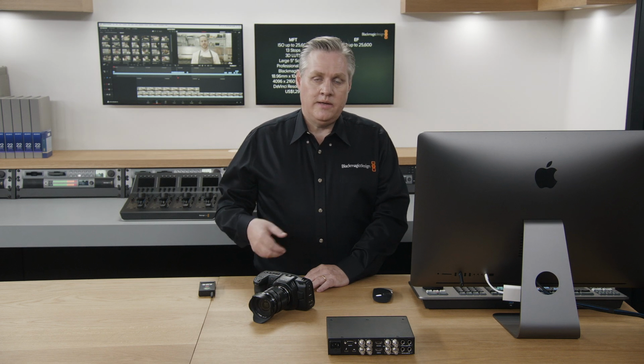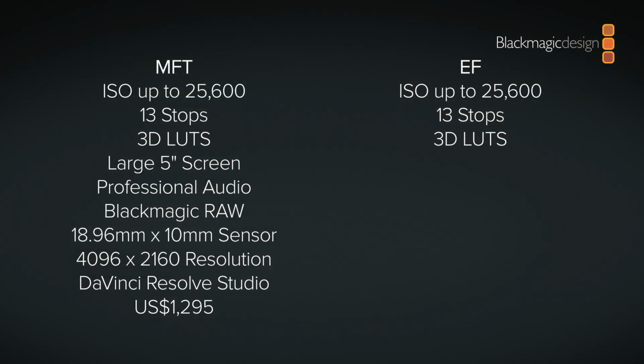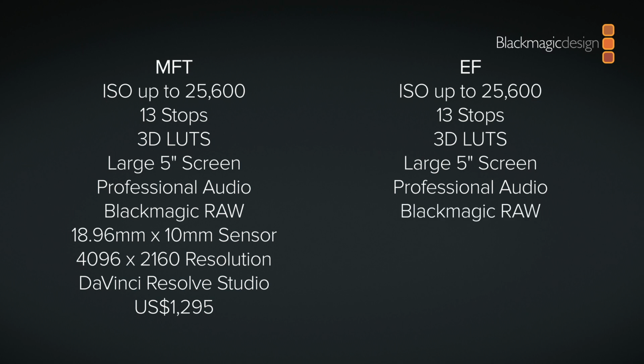Now, it still has ISO up to 25,600. It still has 13 stops of dynamic range, as you can see here. It still has 3D lookup tables with a large 5-inch screen. It has the same professional audio that the 4K model has. It still has Blackmagic RAW. So it's very similar. You can see it's very, very similar.